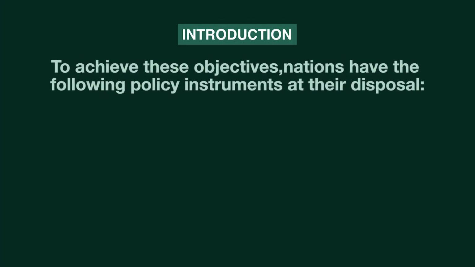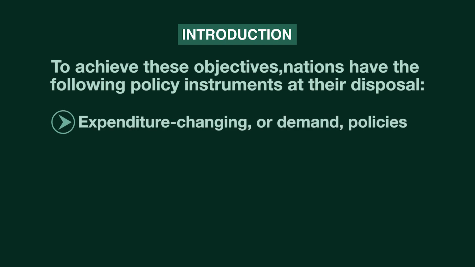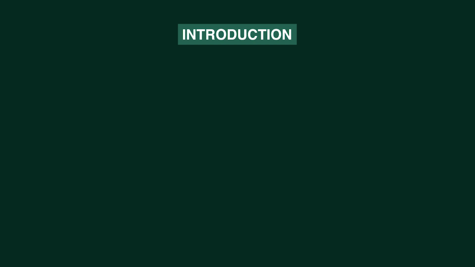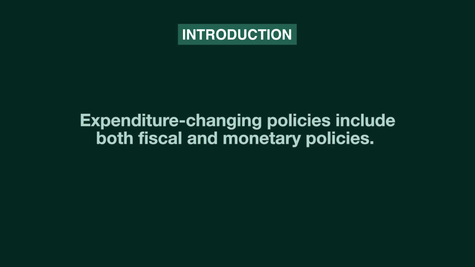In order to maintain equilibrium in these zones, there are three important policies. One is the expenditure changing policy. Second, the expenditure switching policy. And the third is the direct control policy by the government. By the expenditure changing policies, the government uses the fiscal policies and the monetary policies to control.